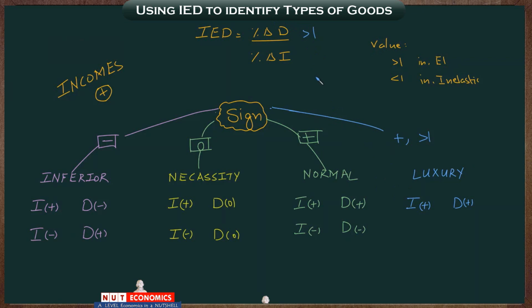Now, all of that story, if you have understood it, fine. Otherwise, the crux of it that you need to remember is this, and this will come in very handy. These 3 are more important, but this will come in very handy: you can also use the value and the sign of IED to identify a luxury good, because when IED is positive and greater than 1, that is income elastic demand, as well as positive IED, that tells you that we are talking about a luxury good.